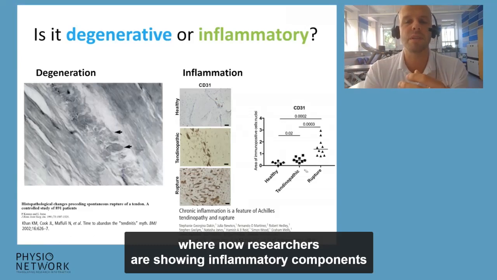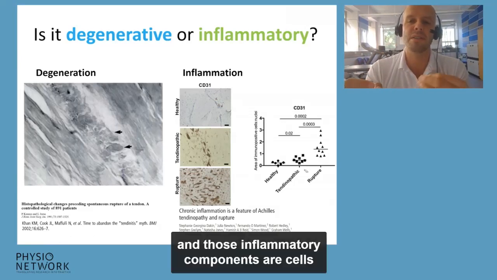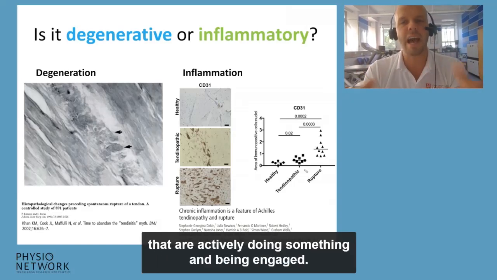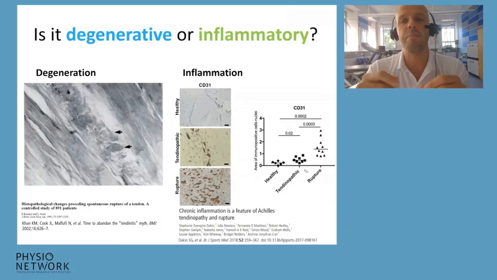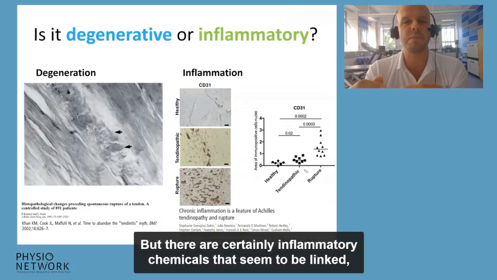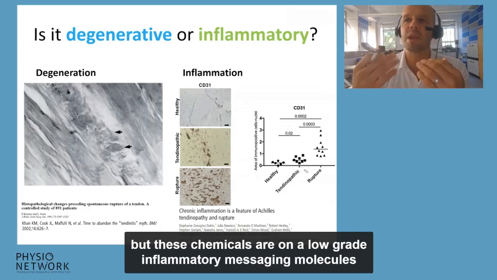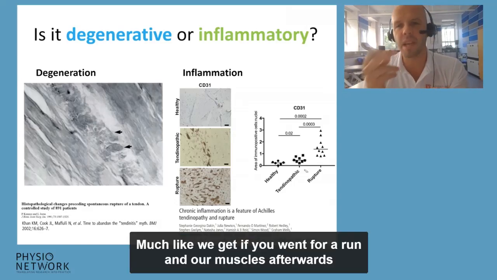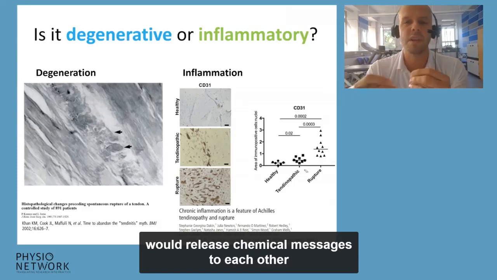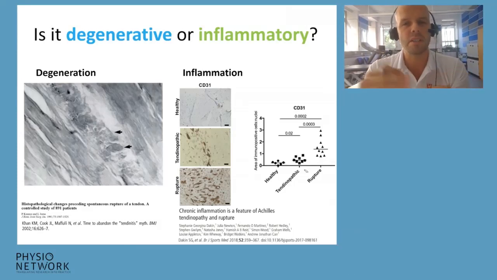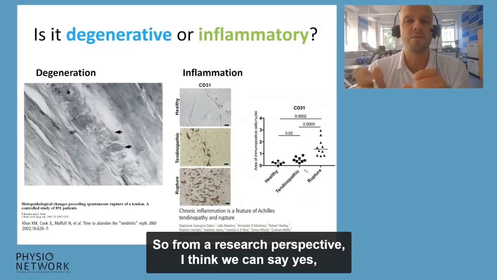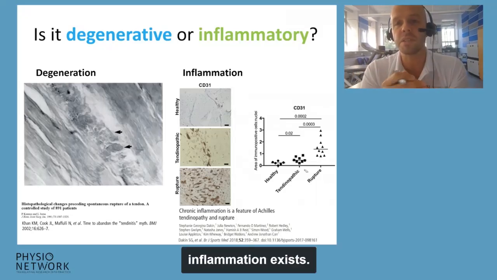are showing inflammatory components. And those inflammatory components are cells that are immunoactive. So that doesn't necessarily show true inflammation, it just shows immune active cells within the tissue that are actively doing something and being engaged. But there are certainly inflammatory chemicals that seem to be linked, but these chemicals are low-grade inflammatory messaging molecules to trigger adaptation in the tissue, much like we get if we went for a run and our muscles afterwards would release chemical messages to each other to trigger adaptation within them, and those are very low-grade inflammatory chemicals. So from a research perspective, I think we can say yes, inflammation exists.